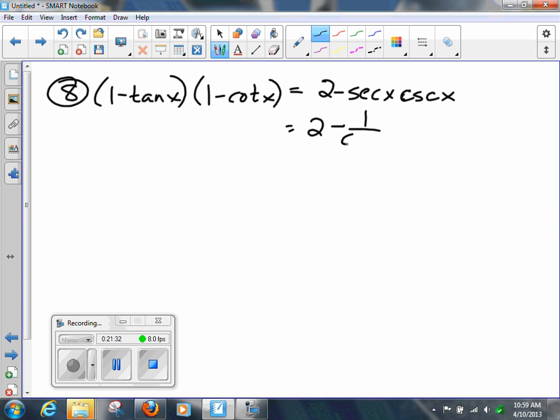2 minus 1 over cosine, 1 over sine. Okay? I can multiply those together and just put them together. I also am going to have 2 fractions, so to speak.